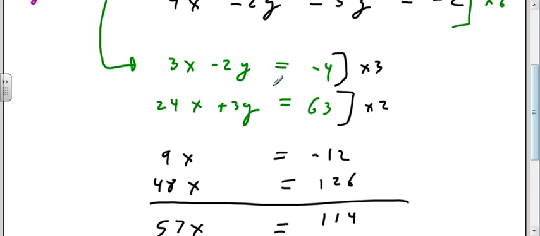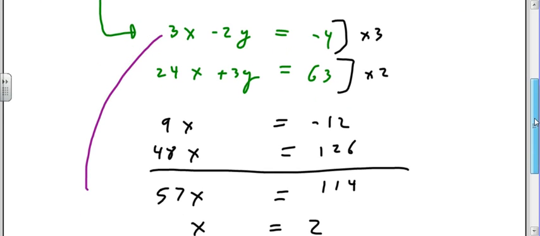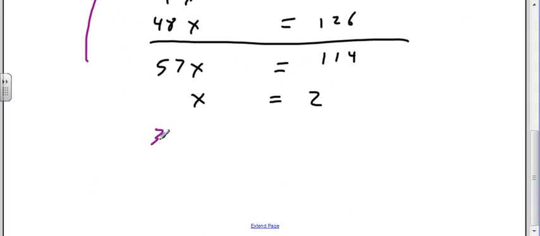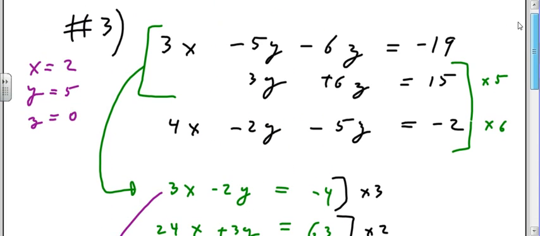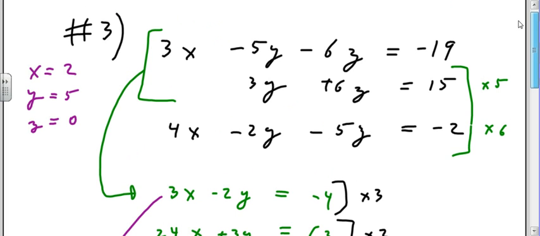We'll put that back into the simplest guy to put him back into. So we're going to put him back into this guy. 3x minus 2y is equal to minus 4. So I got 6 minus 2y is equal to minus 4. I've got minus 2y is equal to minus 10. I've got y is equal to 5. Am I supposed to have y is equal to 5? Yes, I am. Okay, so that guy's good.